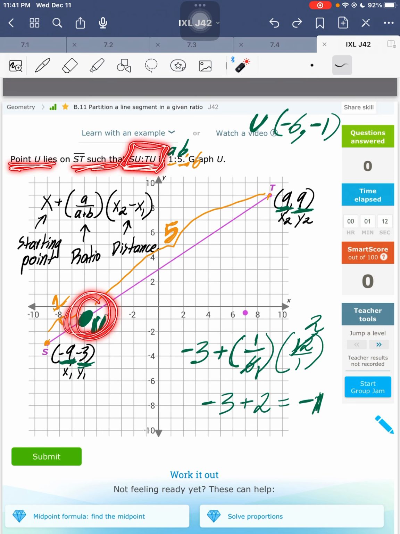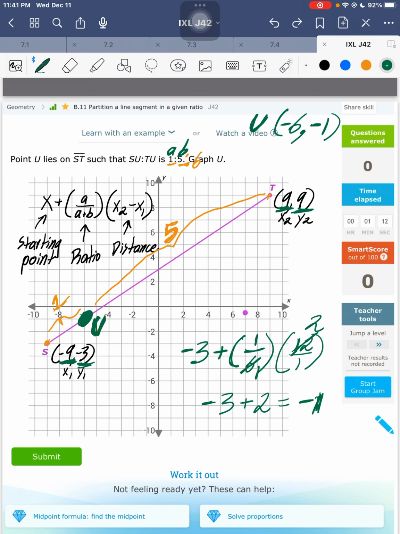This is how you find this U, or whatever other point lies on a line such that you have this partition. This is called a partition. It's a separation, okay? So I hope that helped.